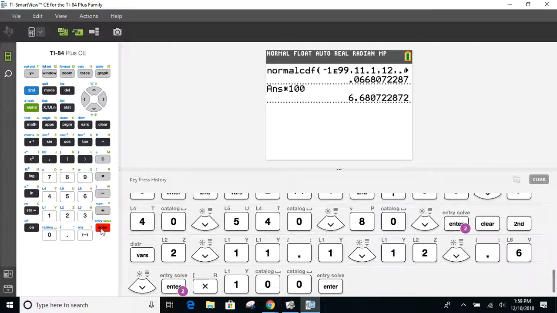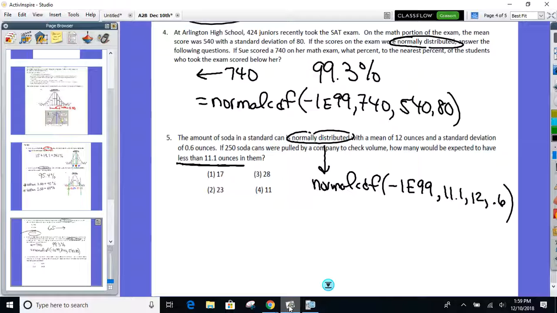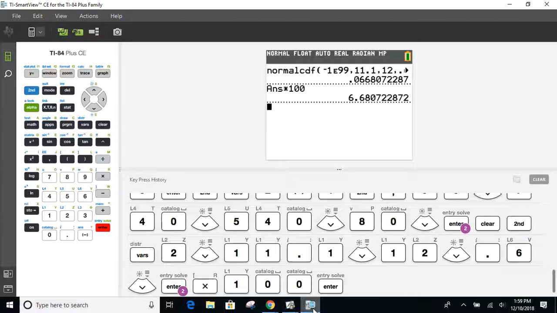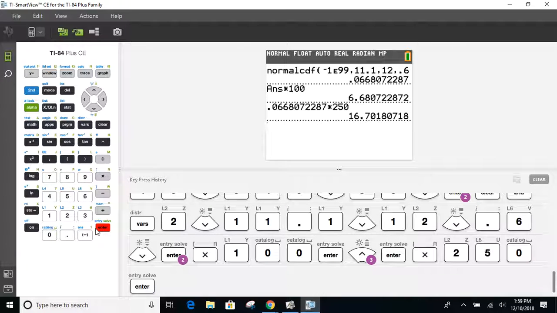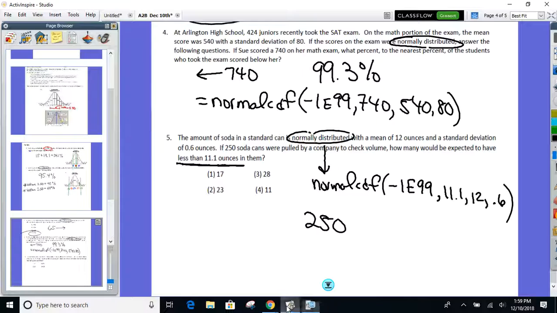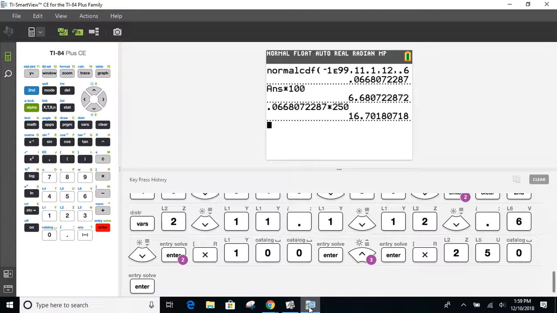The percent. I want to know how many cans. Multiply the 250 by the percent as a decimal. So you guys can go right in your calculator right now. Go back up to that number it gave you, because that's as a decimal, and then multiply that by your 250. And there's about how many cans? About 17 cans, yeah. So 250 times, what was it, 0.0668.